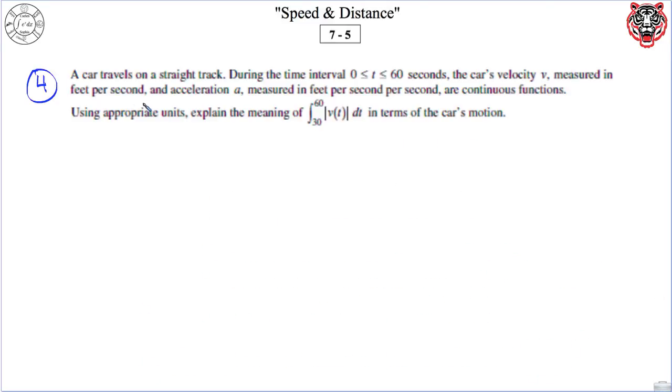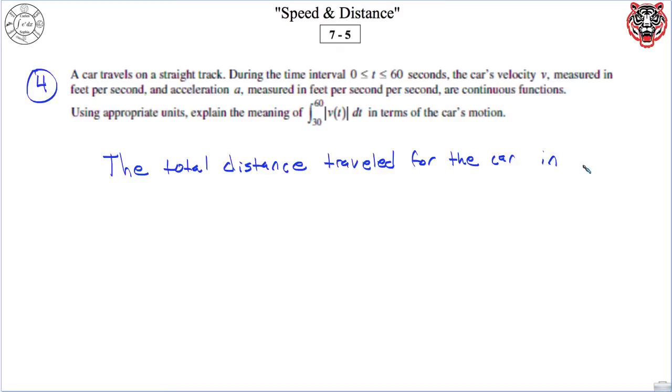All right, this is going to be number 4. So what is this? How do I interpret this? This is going to be the total distance traveled for the car. So we're going car in meters, and that's going to be from time 30 seconds to 60 seconds.